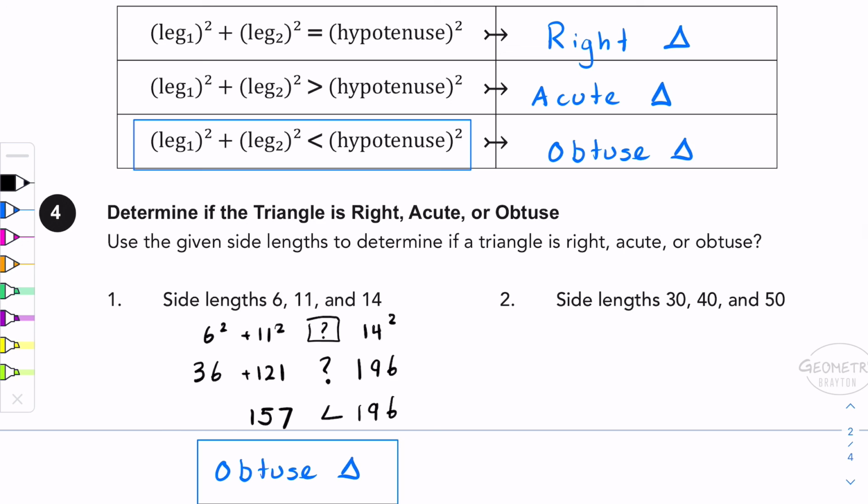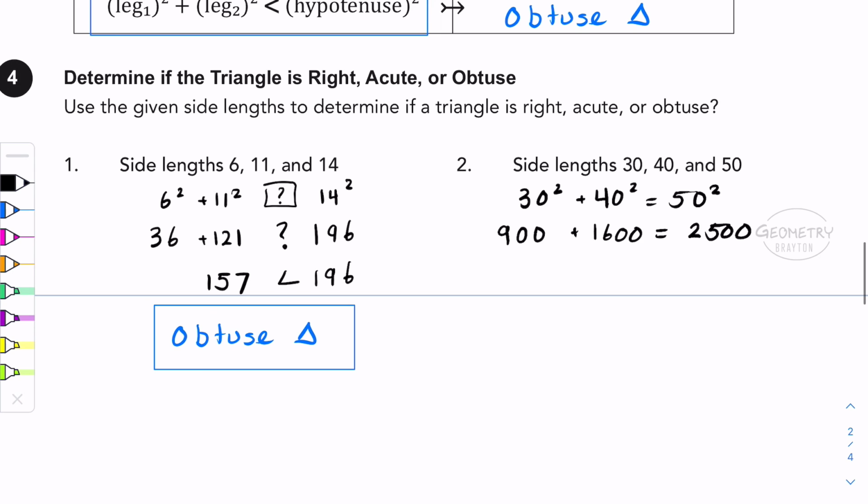And lastly, we have side lengths of 30, 40, and 50. So 30 squared plus 40 squared equals 50 squared. This is 900 plus 1600 is equal to 2500. 900 plus 1600 is 2500. So this comes out to be true, which is in fact equal. So we would say that this is a right triangle.